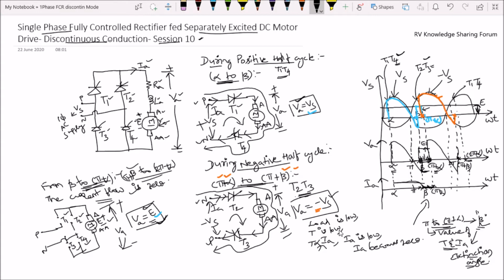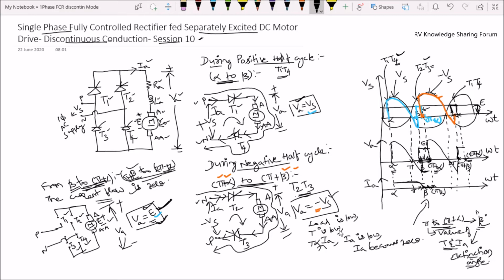Whatever the condition was applicable for beta to pi plus alpha, the same condition is applicable for pi plus beta to 2 pi plus alpha. The current flow will be 0 across all the thyristors. Therefore, again our output voltage will be equal to E. So this will be our output voltage here from pi plus beta to 2 pi plus alpha. The voltage will be E.